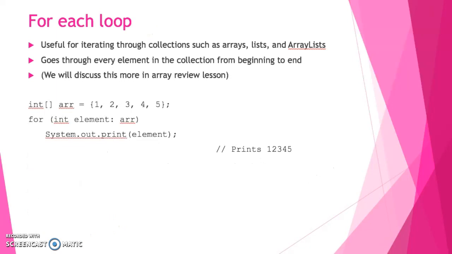Now your for each loop. This is useful when you want to iterate through a whole collection. It's going to go through every element from the beginning to the end. And we'll talk about this more when we get to our arrays lesson. Essentially our notation is going to say, if we have this array, you'll say for, the type of value, give it a temporary name, colon, the array name. So notice the array name was arr, the data type of the array was int, and then element is just a temporary variable name. And then now I'm going to print element. So every time through the loop, element will be equal to entry 0, then entry 1, entry 2, and so on.